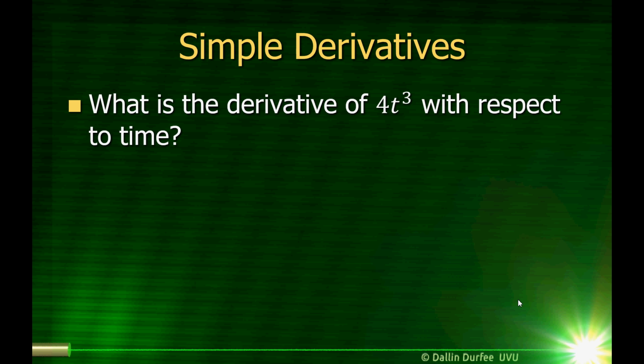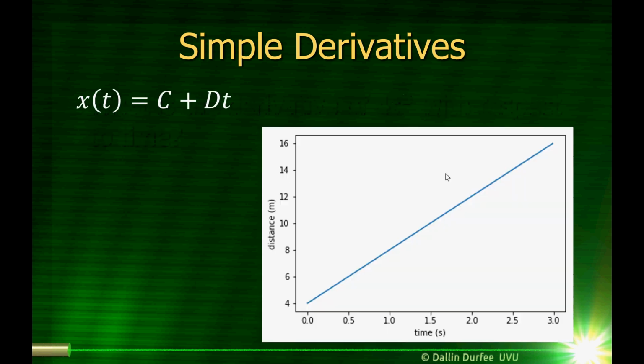So what is the derivative of 4t cubed with respect to time? Well, it's just t to the third power, so it's going to be 4 times 3 times t to the n minus 1, or 2. There it is. So 12 times t squared is the derivative of 4t cubed with respect to t.